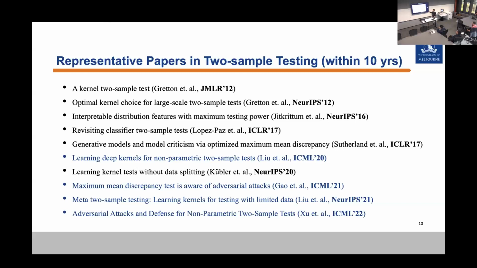And because we already use a deep kernel, in the last year we also proposed more robust testing methods. We consider if attackers know you use a deep kernel, maybe they will attack our method, and we propose an attack and defense method for non-parametric two-sample testing. And in this talk, I will focus on the 2020 paper and 2021 paper.